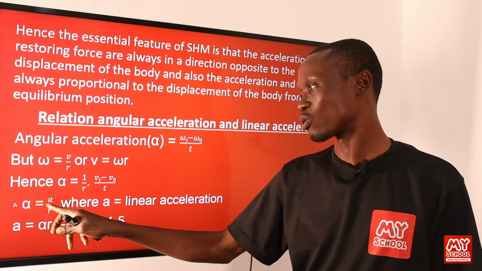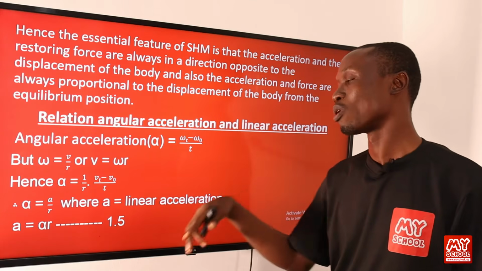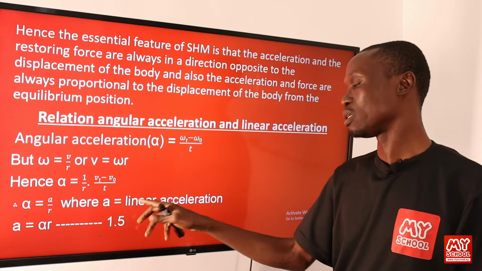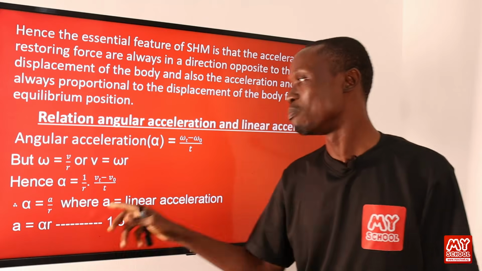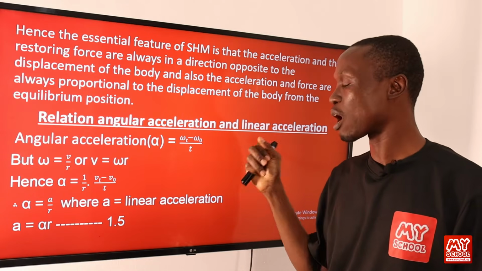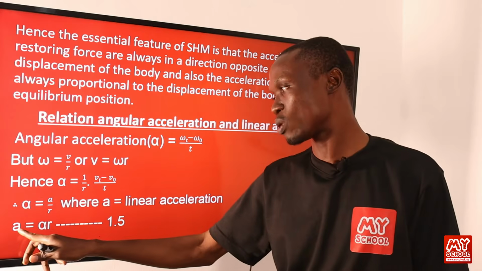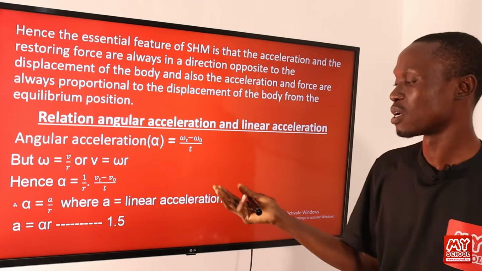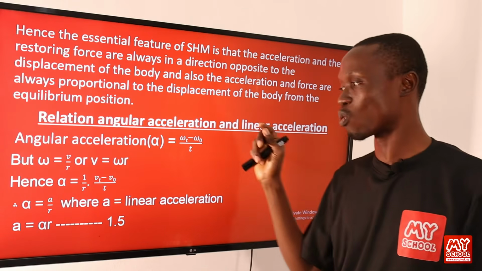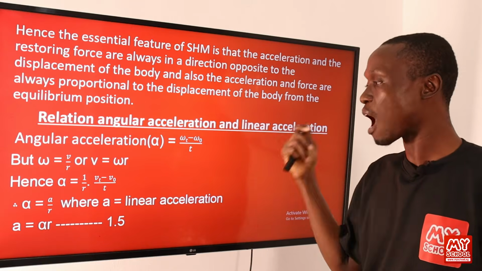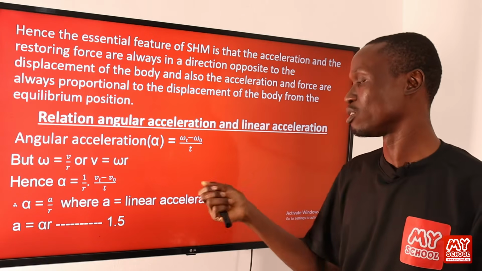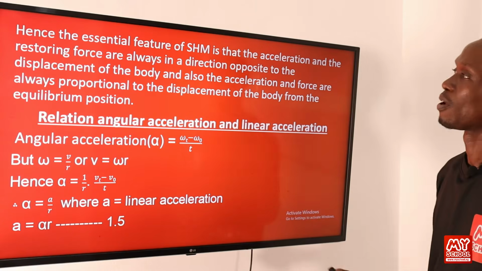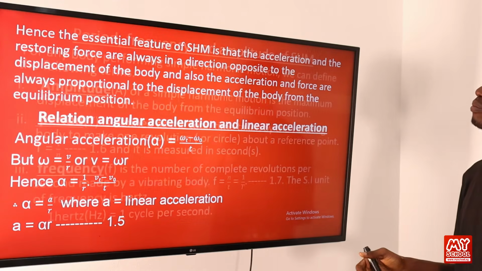our linear acceleration all over r, and r here stands for the radius of the circle or amplitude, where a is equal to linear acceleration, so that the relationship between linear acceleration and angular acceleration is a equals alpha times radius. So we can say that linear acceleration is equal to the product of angular acceleration and the radius of the circle. Okay, and we call this equation 1.5. So let's move to the next slide.